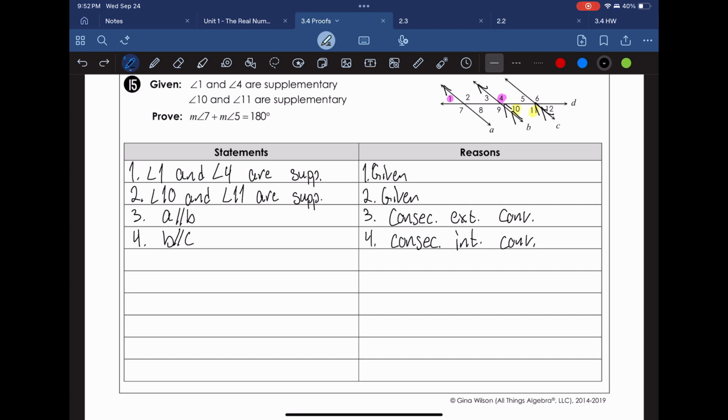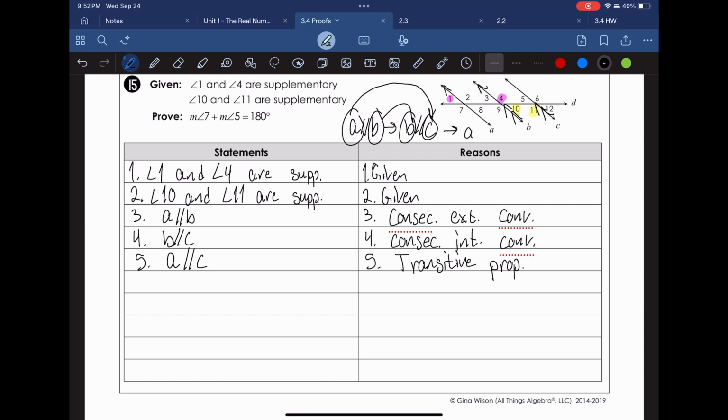However, that being said, I can now say that A is parallel to C because of the transitive property. Right, so I've got A is parallel to B, and B is parallel to C. Well, look, A is parallel to B, and then look, B is parallel to C. That means I can go around all this stuff, and I can go straight to C, so that's A is parallel to C. That's the transitive property.